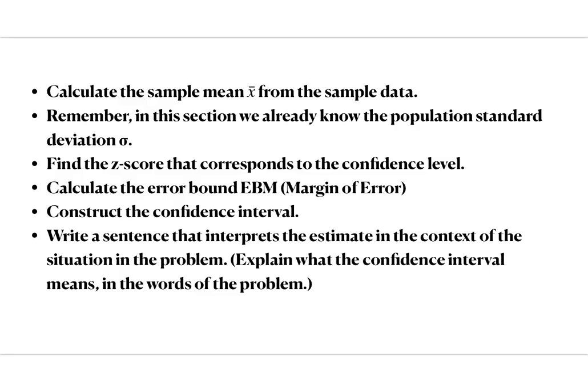So then here is just kind of what we just did. When we calculate the sample mean, we remember in this section, we already know the population standard deviation sigma. That was important. And that allowed us to say, therefore, use Z distribution. All right. We found the Z-score that corresponds to the confidence level we were looking at. We used an applet to do that.